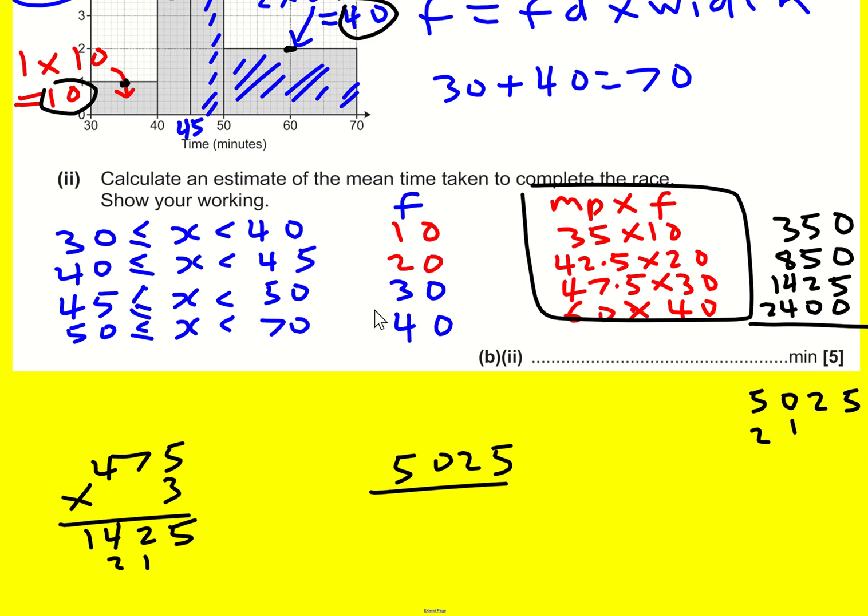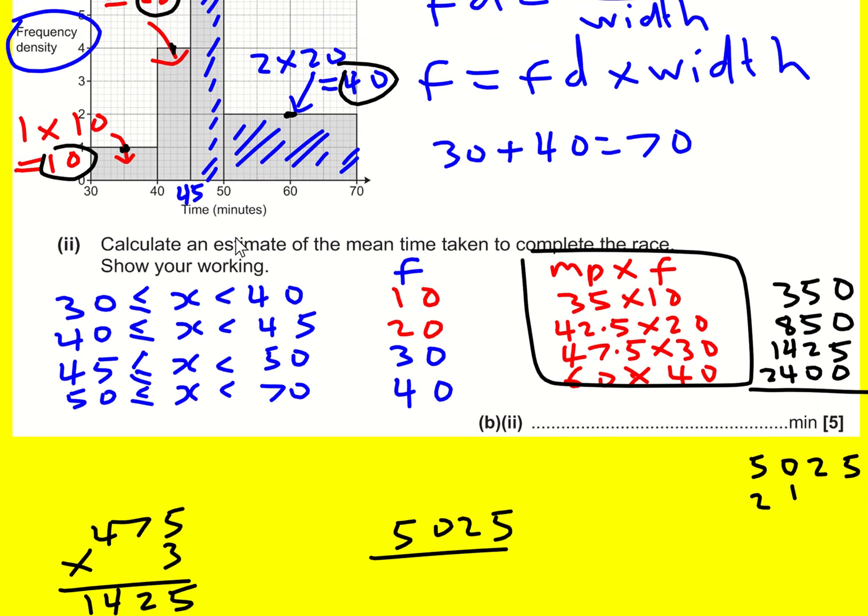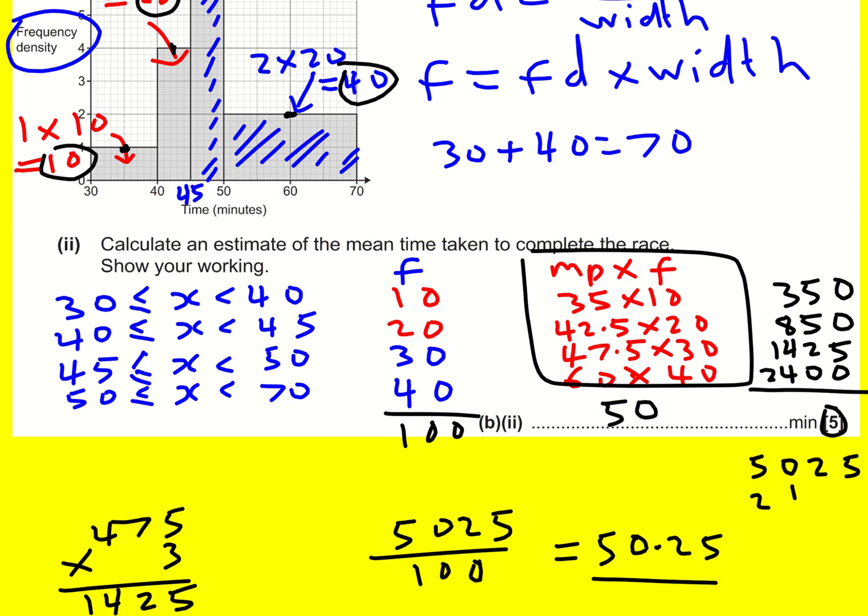But if I want the average, I then need to divide by the total amount of numbers, which is adding up all my frequencies. That's going to be 100. So finally, I do this, and it's going to be 50.25. Now I'd be quite tempted to write just 50 for this, because it's only an estimate. There's so many errors involved, but I have written down my exact answer, which is important. Anyway, that's how you can do this question.